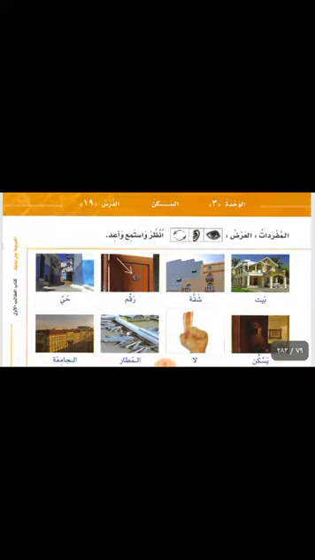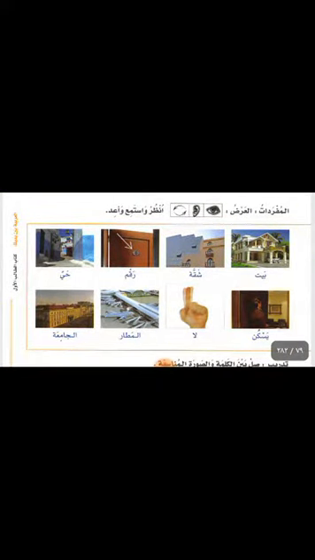Now we proceed to the next page. Read this vocabulary. Baitun, a house. Shakatun, apartment. Rakam, number. Good. Hayun, neighborhood. Okay. Yaskun. He lives? Yes, he lives. Yes, sir. La, no. Al-Matwal, the airport.